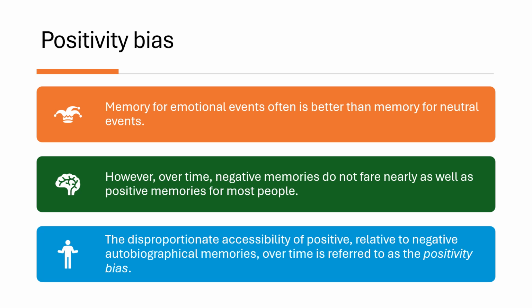Another really interesting phenomenon in autobiographical memory is something known as the positivity bias. Memory for emotional autobiographical events is often remembered more easily than memory for neutral events. However, over time, negative memories are not nearly remembered as well as positive memories for most people. So the disproportionate accessibility, or ease of recall, for positive memories relative to negative or neutral autobiographical memories over time is referred to as the positivity bias.